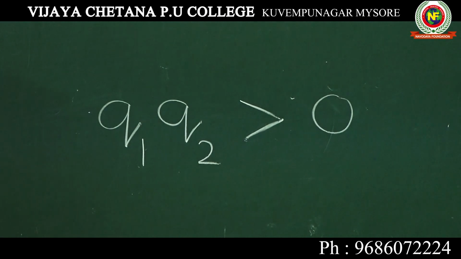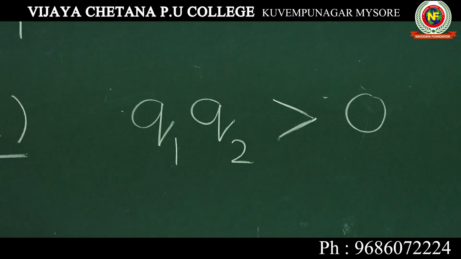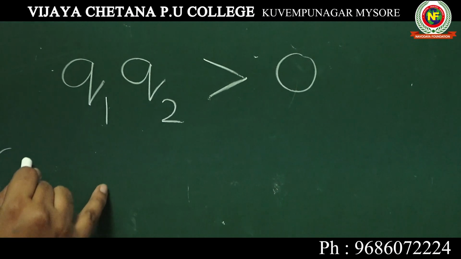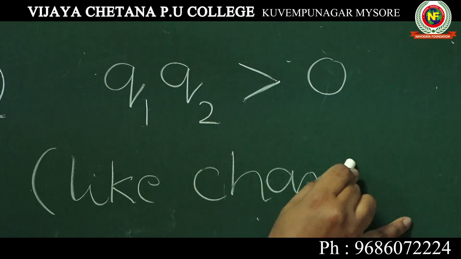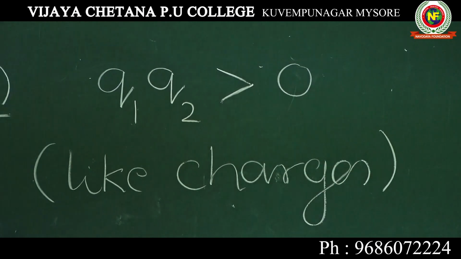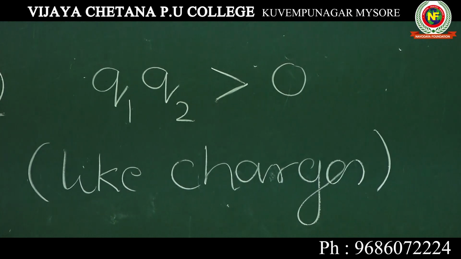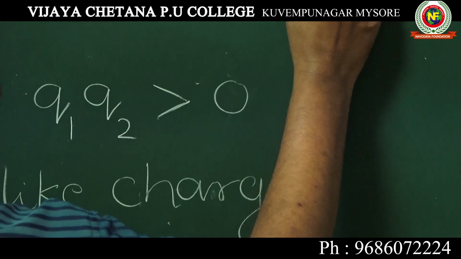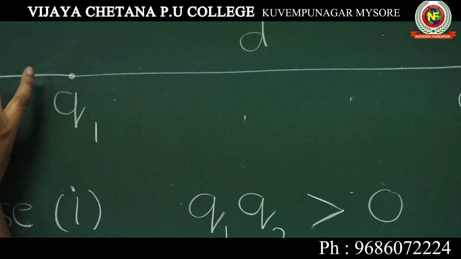Therefore we must understand Q1 Q2 is greater than 0 only when the charges considered are like charges. So if written this way, you must understand that two are like charges. In between like charges, what kind of force do you feel? It is repulsion. Q1 will repel Q2 in this direction and Q2 will repel Q1 in this direction.